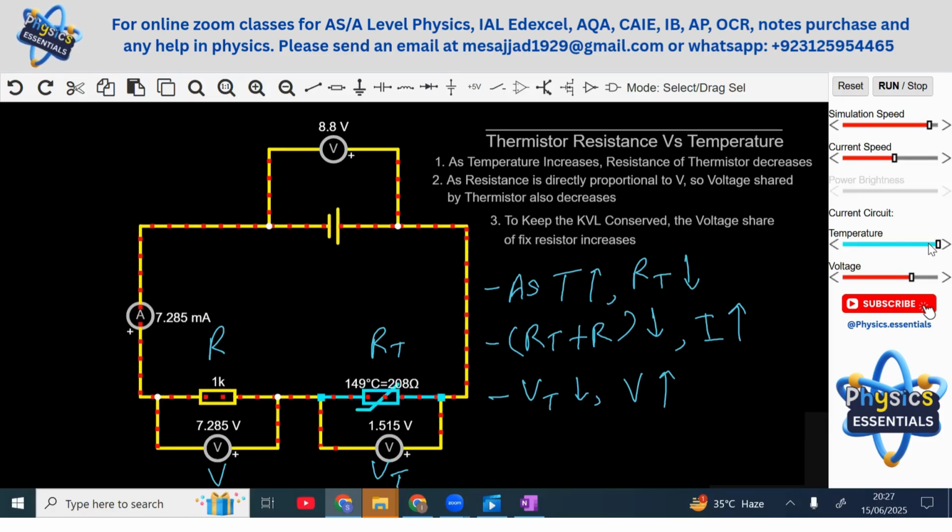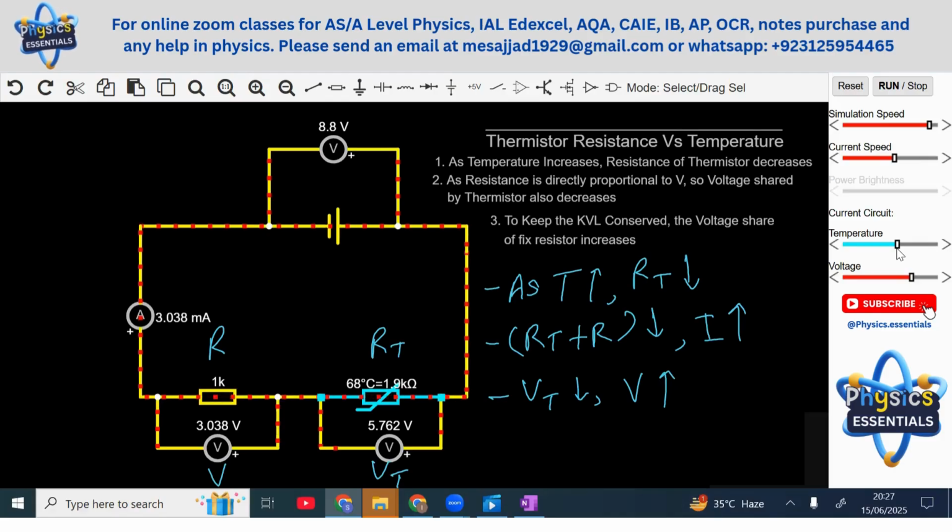So let's take the other look around. I'm reducing the temperature. So when I'm reducing the temperature, what is happening? The resistance of the thermistor is rising, and therefore the voltage share of it is also rising, because V is directly proportional to R according to Ohm's law when temperature is not constant.